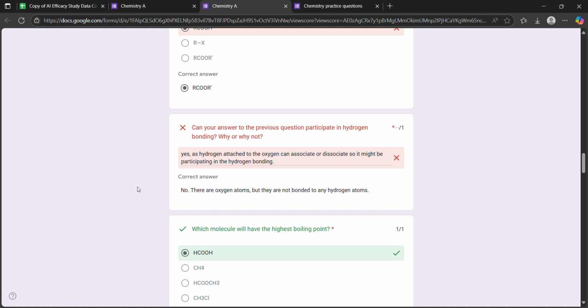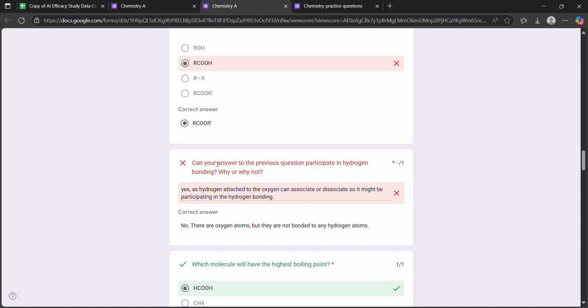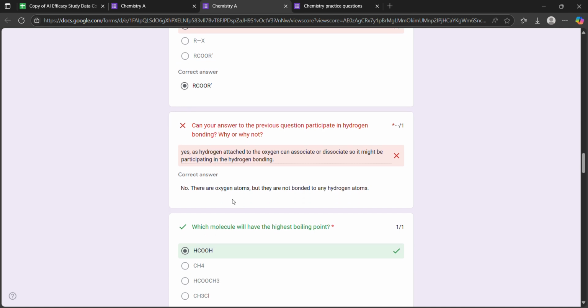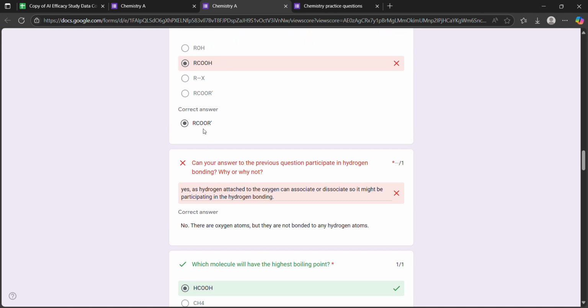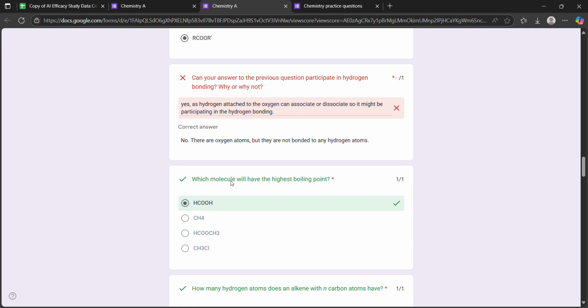The next question that we got incorrect was, can you answer the previous question? Participate in hydrogen bonding, why or why not? I chose yes, as hydrogen attached to oxygen can dissociate or associate, so it might be participating in hydrogen bonding. No, there are oxygen atoms, but they are not bonded to any hydrogen atoms. Okay, so this ester group does not have any bonded hydrogen atoms. That is why they cannot participate in hydrogen bonding. So this is the correct answer. Okay, got it.